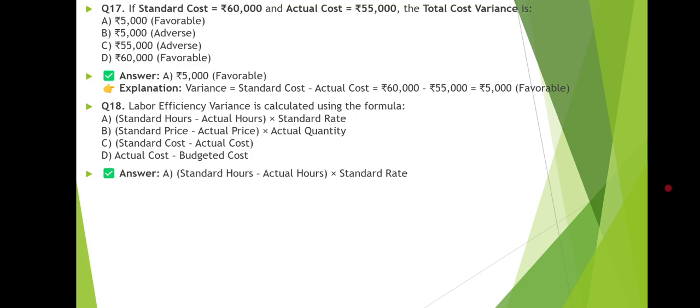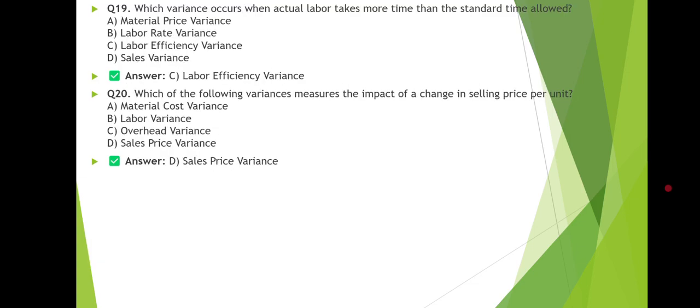Labor efficiency variance is calculated using the formula: standard hours minus actual hours into standard rate. Next question we have, which variance occurs when actual labor takes more time than the standard time allowed? The right answer is C, labor efficiency variance. Next question, which of the following variances measures the impact of a change in selling price per unit? The right answer is D, sales price variance.